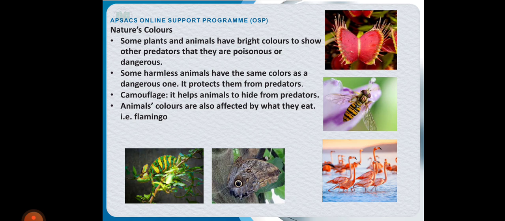Other animals are affected by the type of food that they eat. For example, flamingos. Flamingos are born with gray colors, but as they grow up, their food makes their color change into pink.